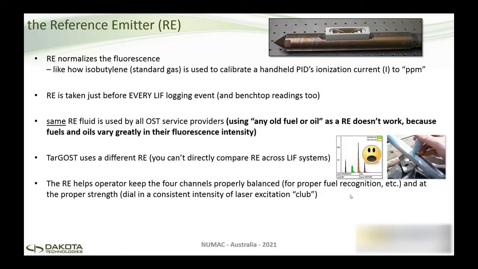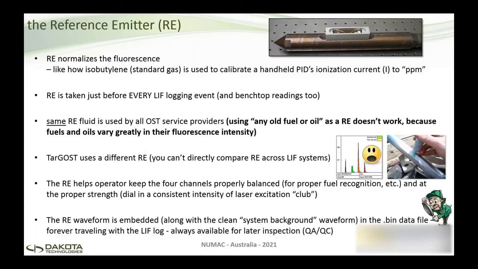One other thing the reference emitter is used for is to recognize, what if one of the channels is damaged, right? What if there's something wrong with the equipment? We know that a Targhost waveform should look like this. If suddenly one of the peaks starts to drop out, our operator can react to that and make sure he gets it back in calibration. And that's what Numac will do with the UVOST, make sure that it's performing its measurements properly.